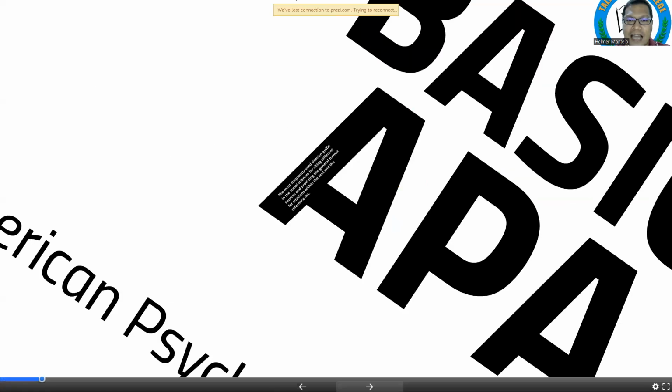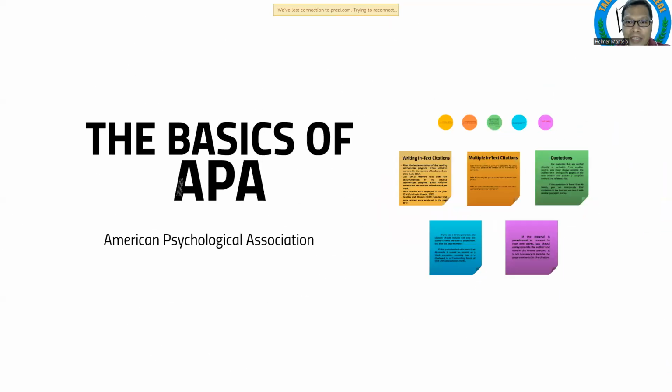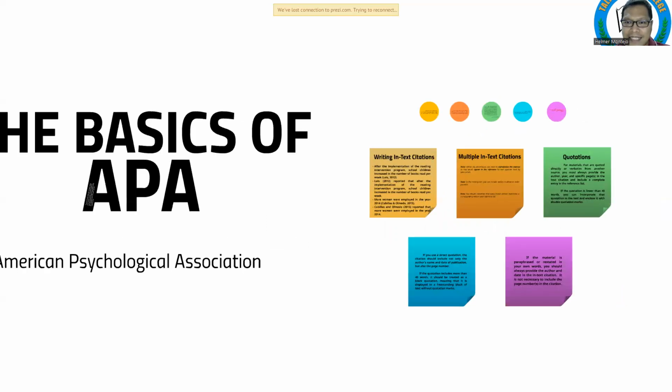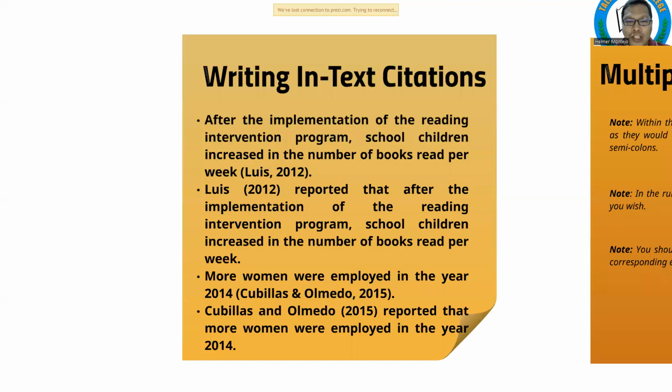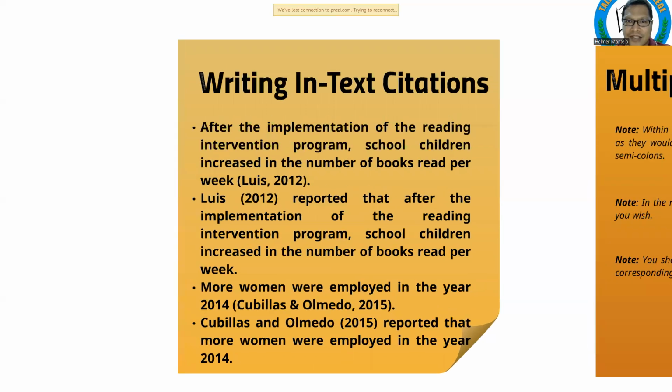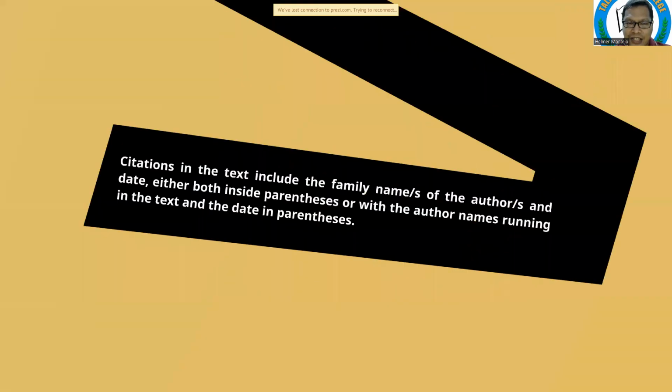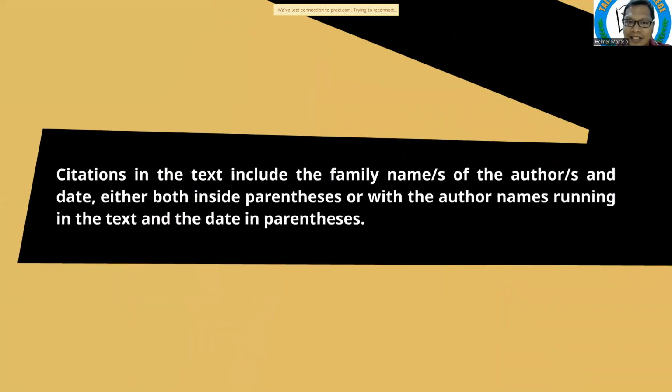So there are different types of citations. First, we need to discuss writing in-text citations. Before we read the examples given below, let us first understand what writing in-text citations is. In-text citations include the family name or names of the author or authors and date, either both inside parentheses or with the author names running in the text and the date in parentheses.